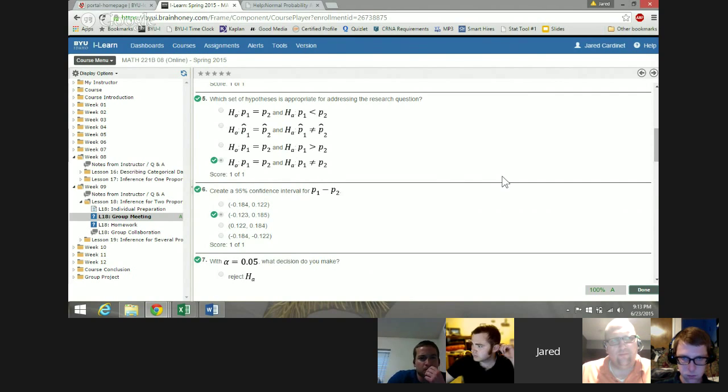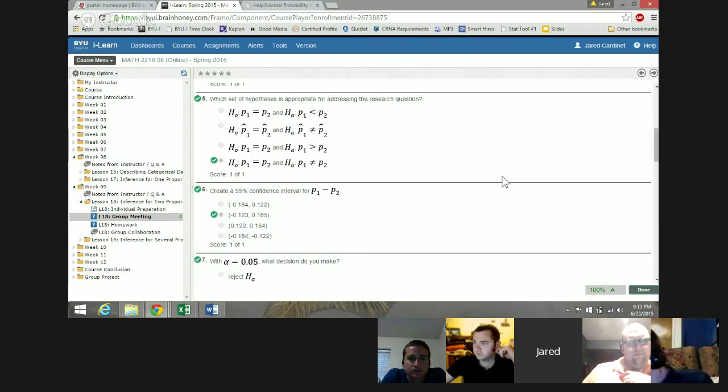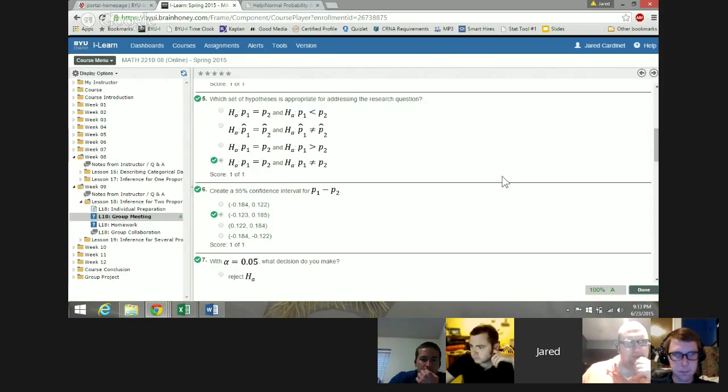So you want to do 5? Sure. Which set of hypotheses is appropriate for addressing the research question? The null would be that they're equal, and then the alternative is that there is a difference, and we're looking at the true proportion, not the sample proportion. So we wouldn't be doing p-hat. It would be the true proportion, just regular P. Yeah, the last one. Well, that's what I have.